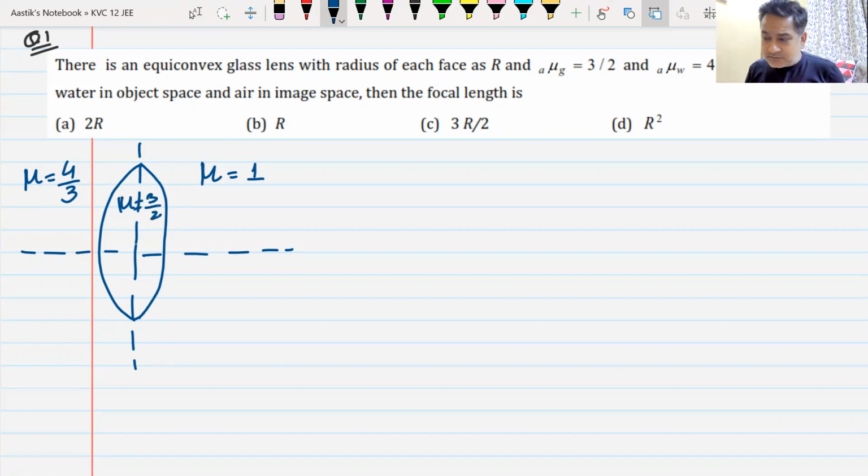If there was water on both sides, not a problem. If there was air on both sides, not a problem. What is the focal length of this now? One side is water, other side is air. Now the scenario changes. Do we understand the question? If there is complete water outside, we have the formula that we use. If there is complete air outside, we have the original formula. If I have water on one side and air on the other side, what happens?